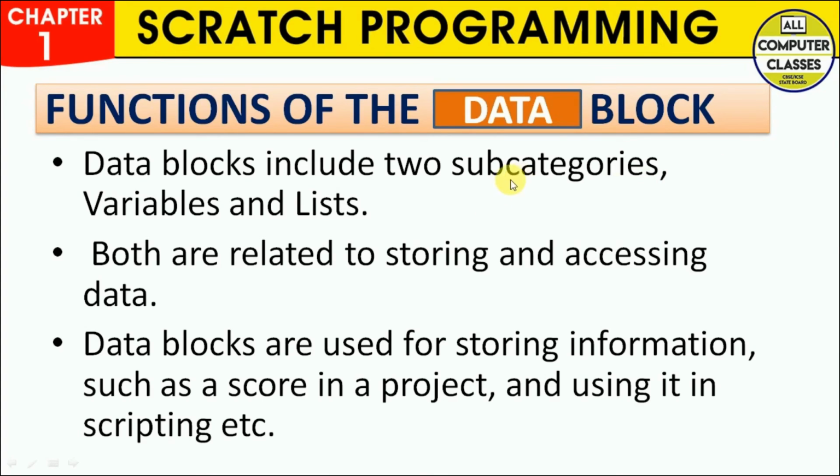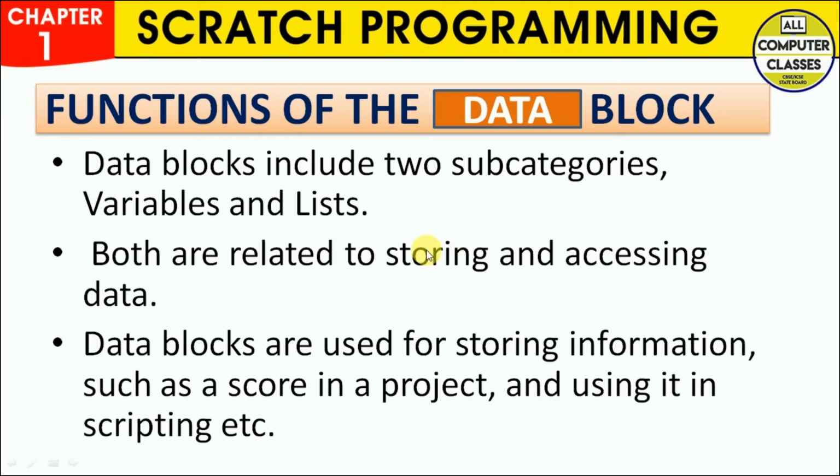Data block includes 2 subcategories that we have just seen. One is variable and other is list. Both of these categories are being used for storing the value and accessing it. So what is variable doing? Like a roll number is a variable, so it is used for storing some value. Roll number is having value 1, 2, 110 or whatever. And why are we storing it? Whenever we store something, we store it for later access, so that we can refer the data later.